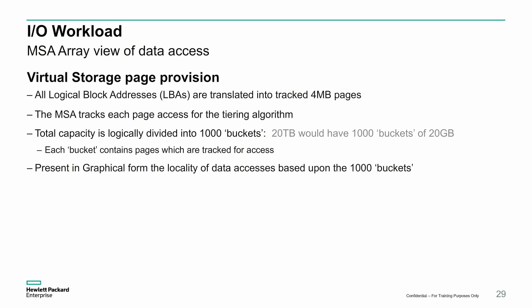Using this access information, the MSA can determine which pages are being accessed and how many times. Putting all that data together into a graph and displaying would be disruptive to normal I/O process. So the MSA logically divides the available pool capacity into 1,000 equal buckets of capacity. The example here is a pool of 20 terabytes, so each bucket would be 20 gigabytes and contain 5,000 of our 4 megabyte pages. The system will then add up all the 4 megabyte page accesses and total them for the bucket.